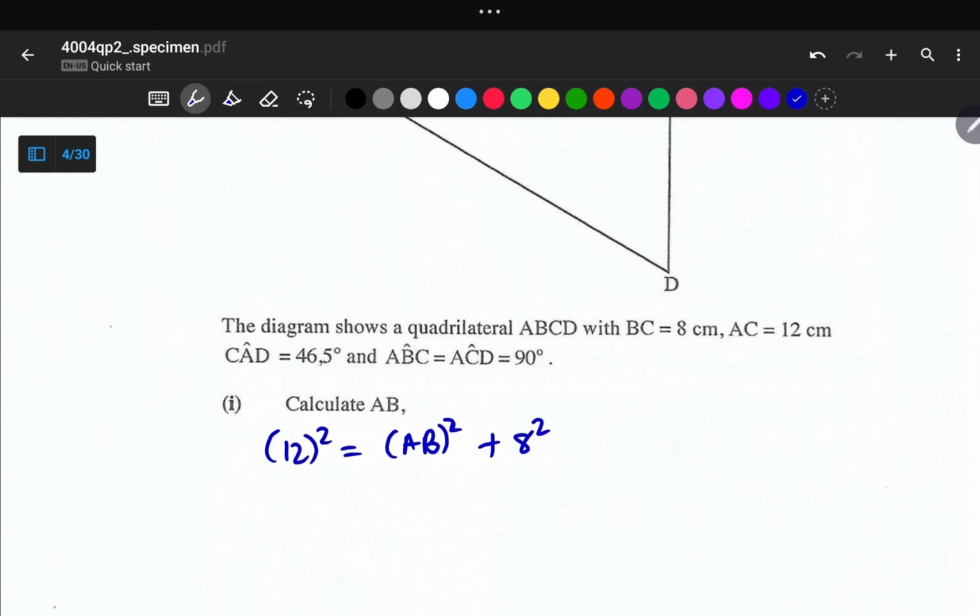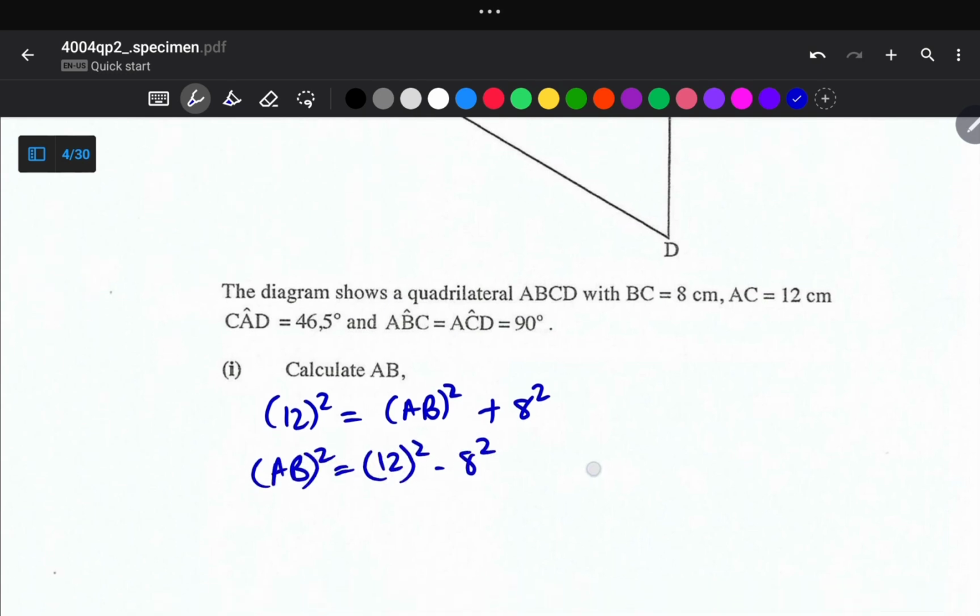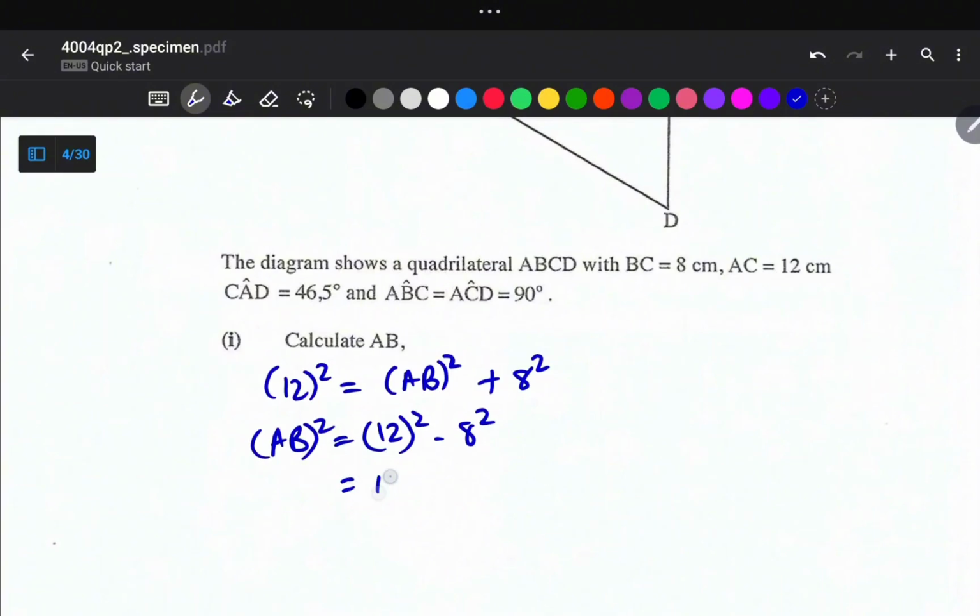So to calculate the length of AB, we are going to shift 8 squared to the left hand side of the equation, and it becomes negative. So AB squared is equal to 12 squared minus 8 squared. 12 squared is 144, and 8 squared is 64. Therefore AB squared is equal to 144 minus 64, which gives us 80.